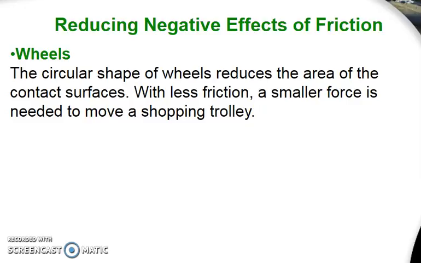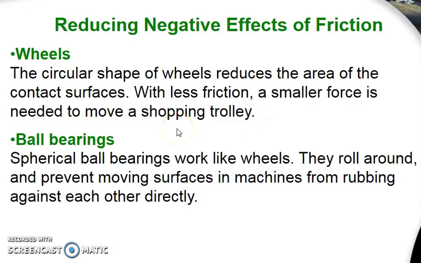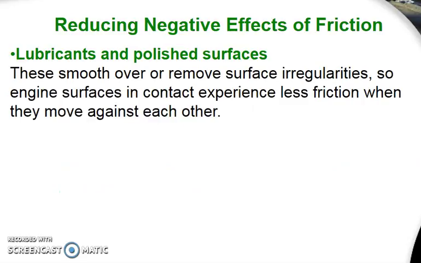The first one we'll look at is the shape of the wheels. The circular shape of wheels reduces the area of contact surfaces. Less friction, so a smaller force is needed to move a shopping trolley. We also see ball bearings roll around and prevent moving surfaces in machines from rubbing against each other.